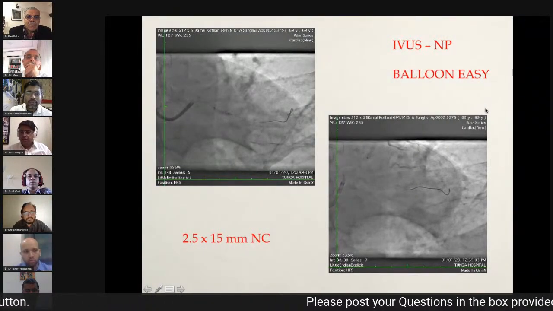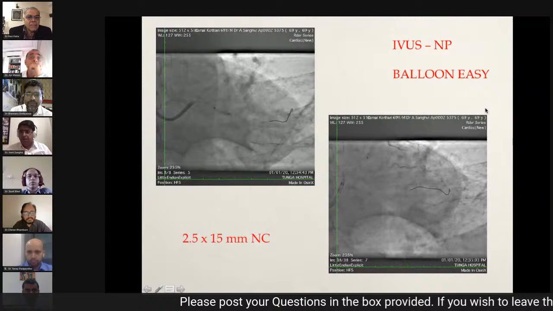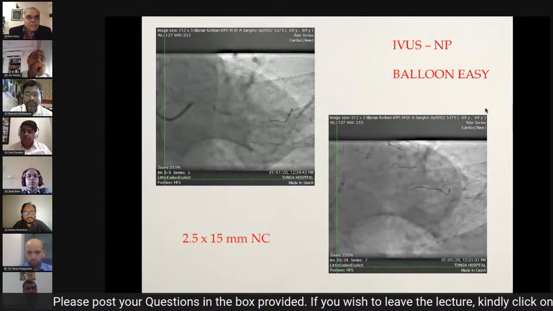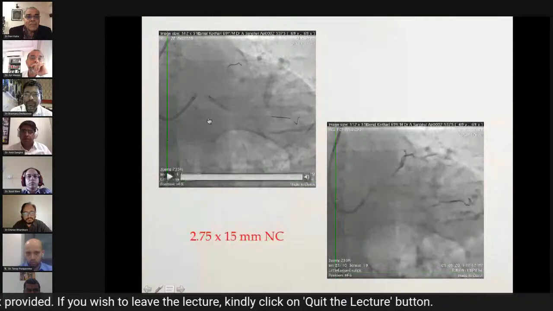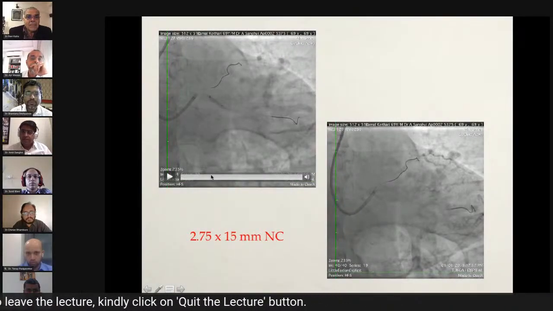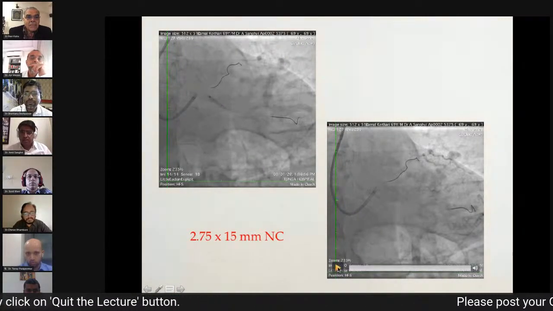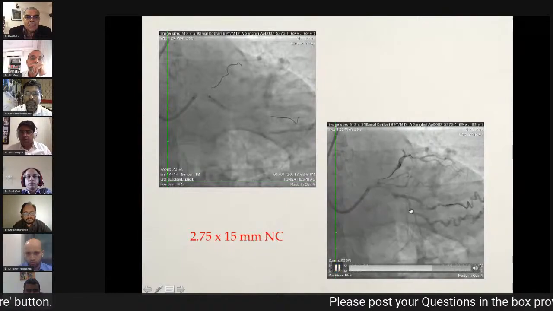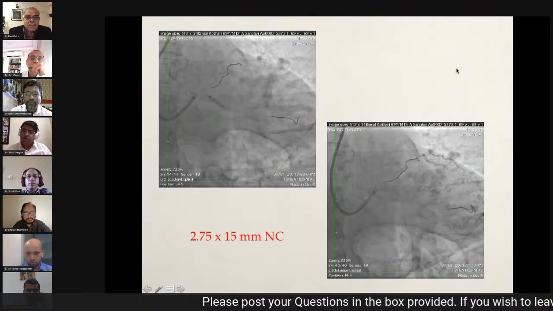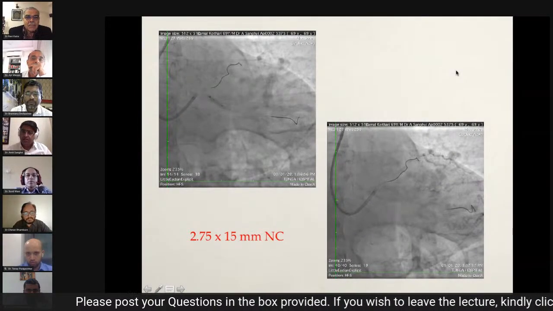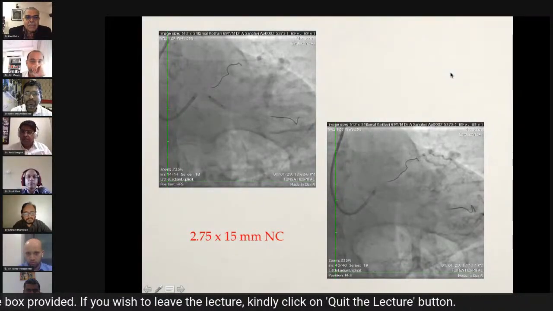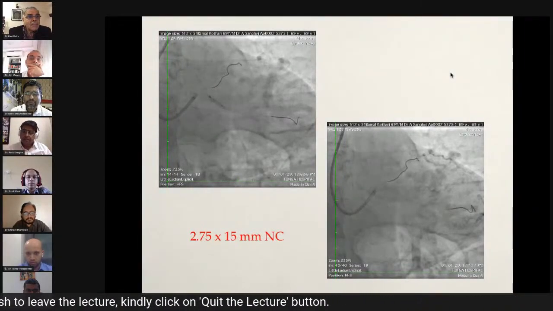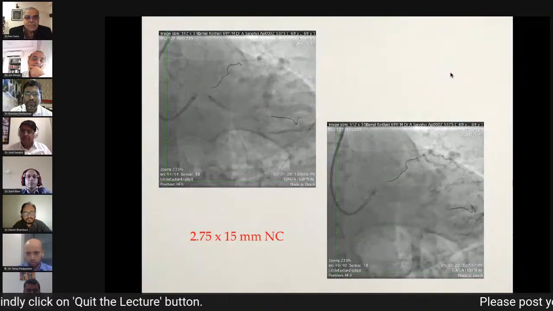So then we said, okay, let's upsize, and we probably use a bigger balloon. So we went to a 2.75 non-compliant balloon. There is hardly any waist there, and this is the result after a 2.75 non-compliant balloon. There is some haziness in the mid segment. Probably we caused a dissection with a higher sized balloon here. So we thought, okay, let's now try to pass a stent. Even passing the stent was extremely difficult.